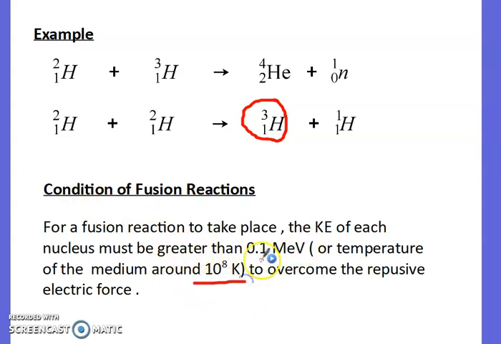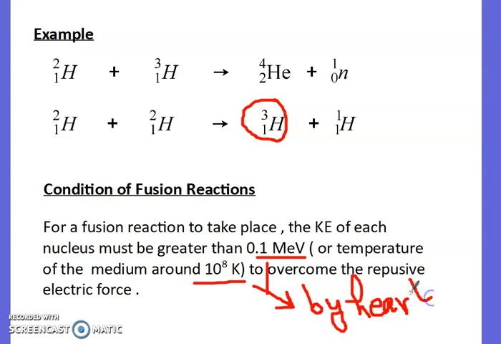So this number and this number by heart. Why by heart? We need such a very high temperature to overcome the positive charge of the nucleus, because positive and positive repel each other. Each nucleus here is positive. If you want to combine them, then the positive charges will repel. So to overcome this repulsion, you need a very high kinetic energy for each one, or you need this very high temperature which exists in the core of the sun.